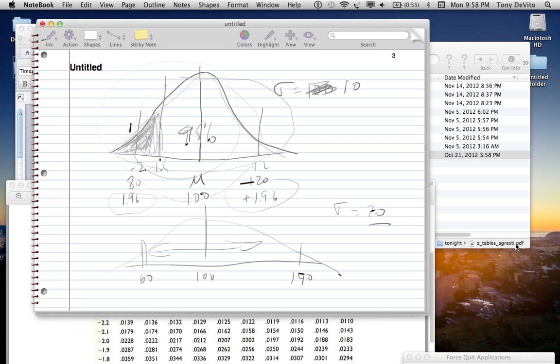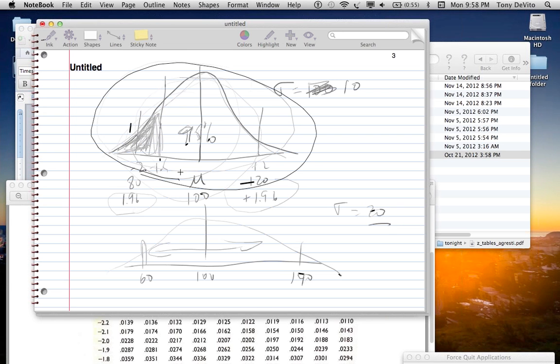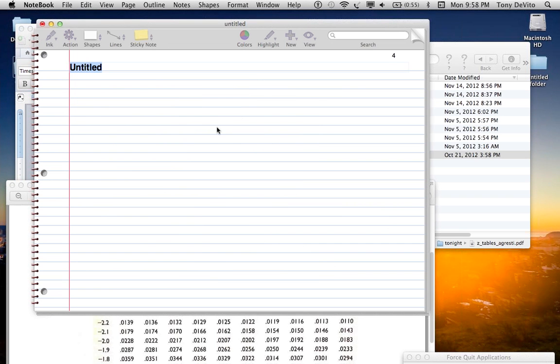So we're dealing in a lot of cases with situations where we don't know exactly what this distribution looks like, but we want to take a sample from this distribution. Okay, so now I'm going to get a new page here. I'm going to redraw that here.